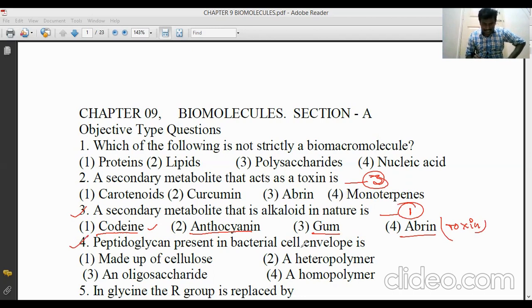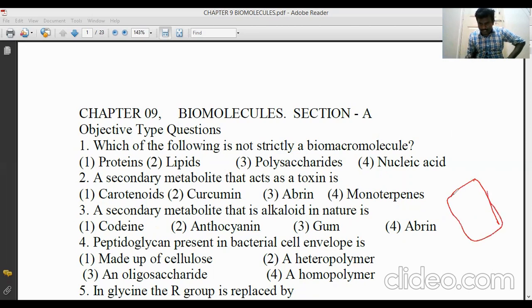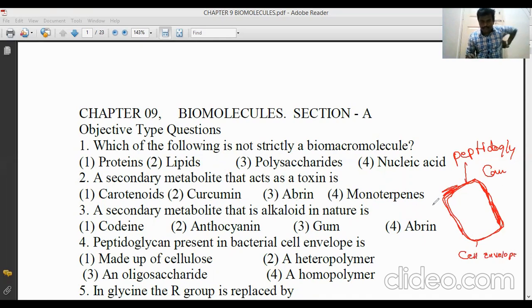Peptidoglycan present in the bacterial cell envelope is... If you see the bacterial cell, the outermost part is called the cell envelope. This cell envelope is made up of peptidoglycan. It is present in the bacterial cell envelope. So what kind of components are present in the peptidoglycan of this cell envelope?